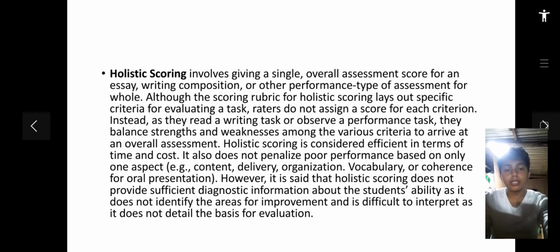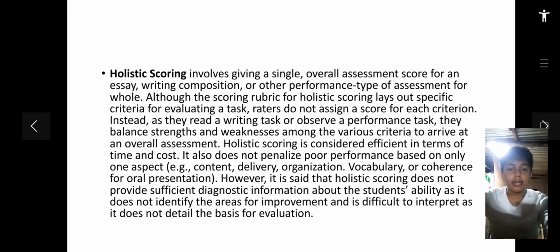Now then, to holistic scoring. Holistic scoring entails grading an essay, writing composition, or other performance type assessment with a single total grade. Despite the fact that the holistic scoring rubric includes particular criteria for assessing a task, raters do not give a score for each one.